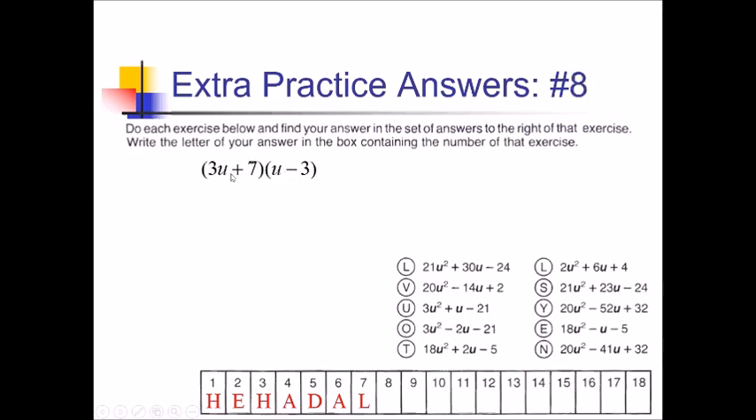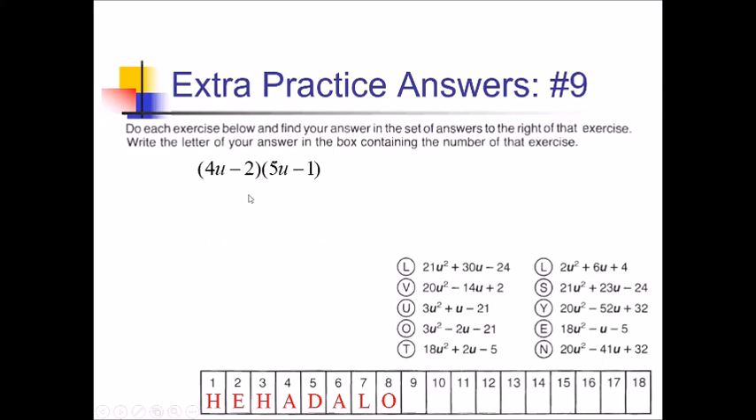For this one, we have 3u plus 7 times u minus 3. So foiling that out, 3u times u, that's 3u squared. 3u times negative 3, that's negative 9u. 7 times u is 7u. And then 7 times negative 3, that's negative 21. So we've got 3u squared, and this is going to be a minus 2u in the middle if we combine the negative 9 and 7. And then we still have the minus 21. So that's going to be O right there, and that goes in spot number 8.